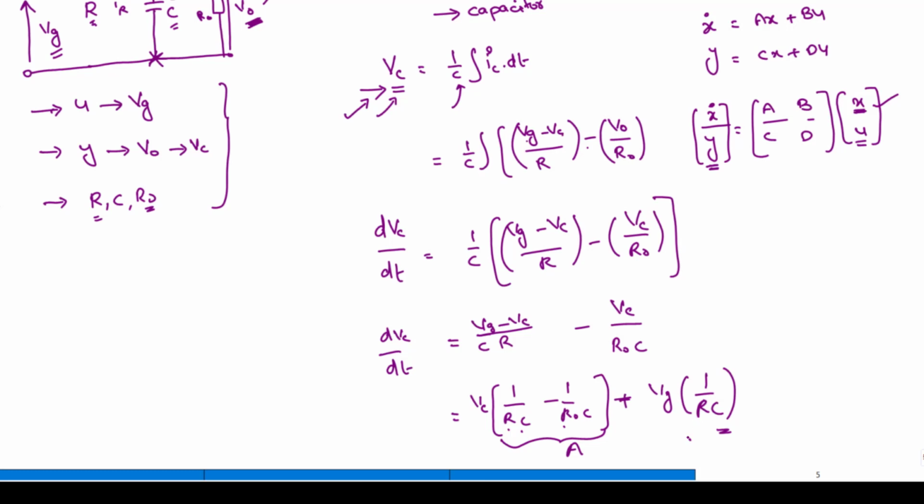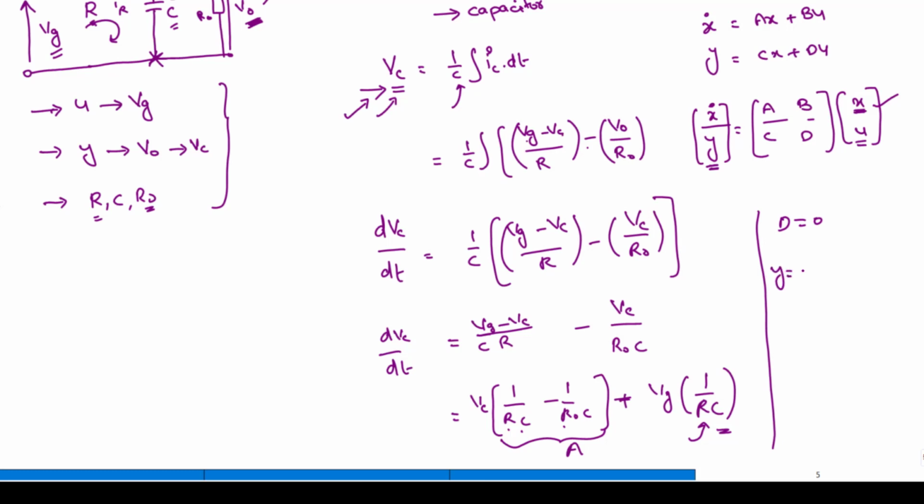Okay, B is the input matrix. So the input depends upon these two elements R and C. So that's why I'm writing input here. Now the output matrix. Observe carefully. There is no feed forward. There is no direct path between input and output. So D is equal to 0, obviously.